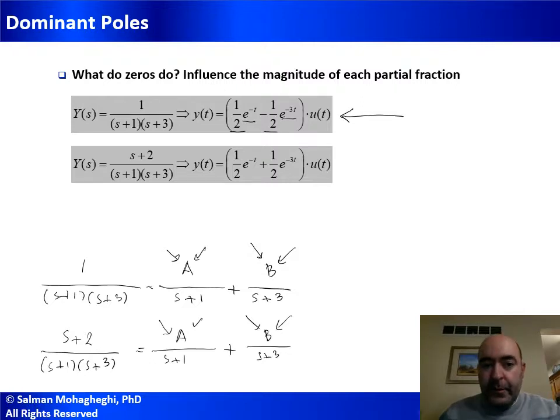If I have a zero at minus 2, which I am showing here, I will do the same thing. Notice I will get the exact same exponentials. However, the coefficients change from 1/2 and minus 1/2 to 1/2 and 1/2. So the shape of the function, in the sense of which exponentials are going to appear in the output, does not change by adding a zero. However, the strength or the magnitude of each one would differ. And this is what zeros do in the system.